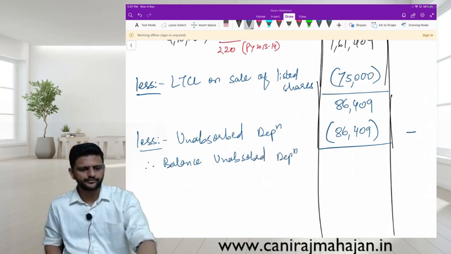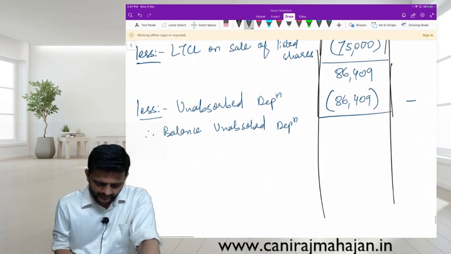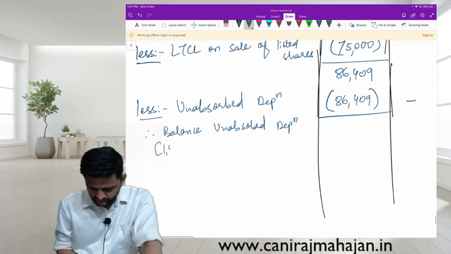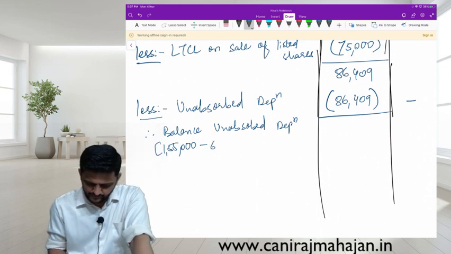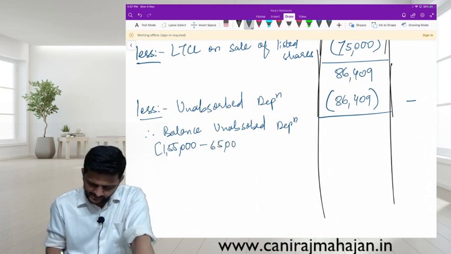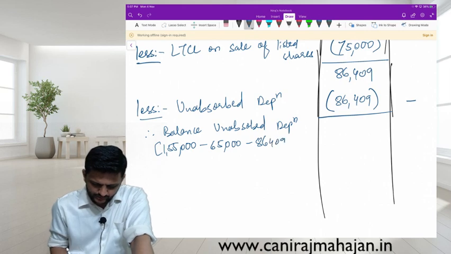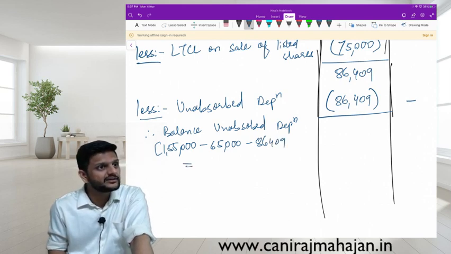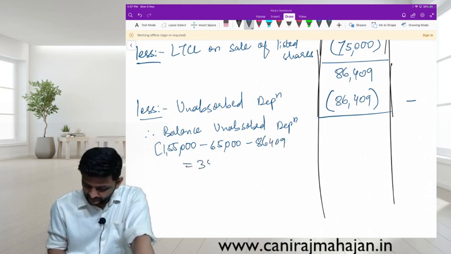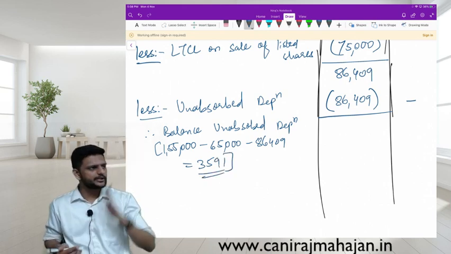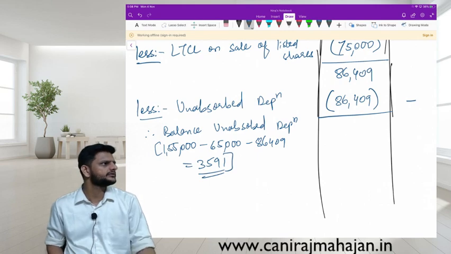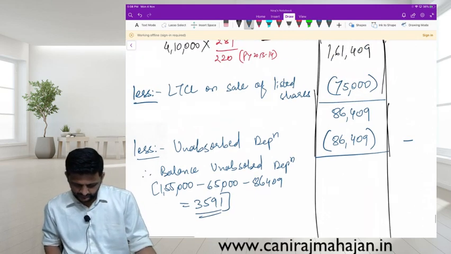It was originally how much? 155, no? Again I'll have to show 1,55,000. From PGBP reduce how much? 65,000 and 86,409. Balance is what? 3,591. Correct? So you are reducing 20% tax income, no? So obviously we will prefer that 3,591.